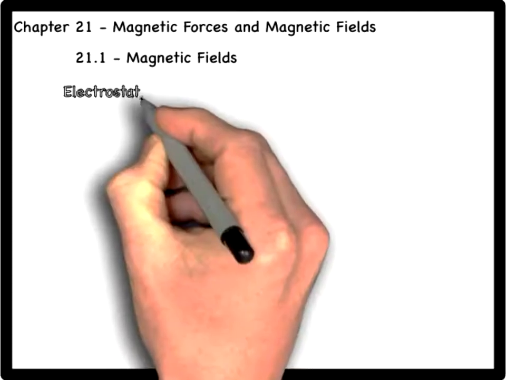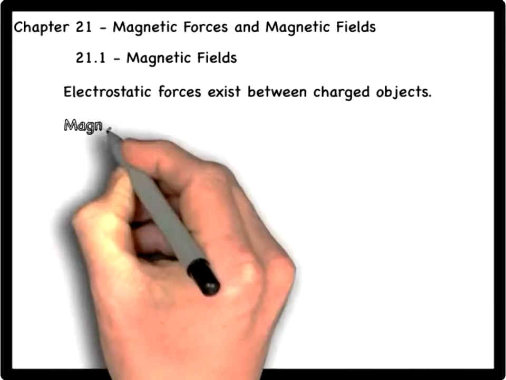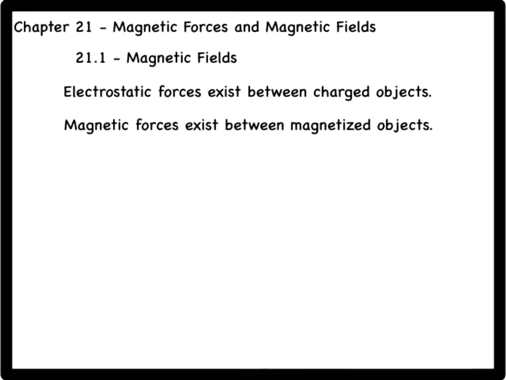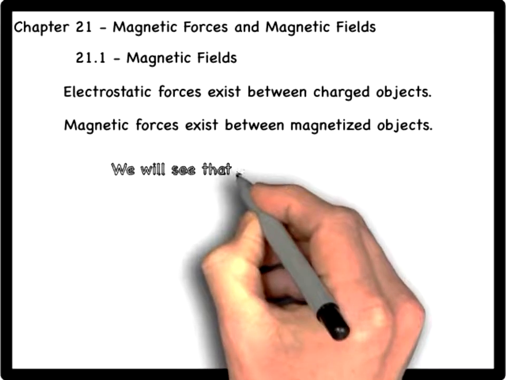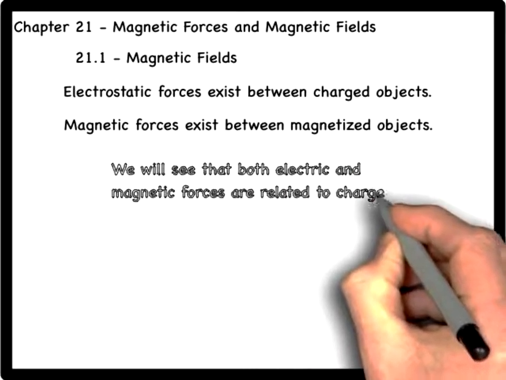And, just like we discovered a force exists between charged objects, we will find that a force also exists between magnetized objects. However, we will see that the electrostatic force and the magnetic force are both related to charges.